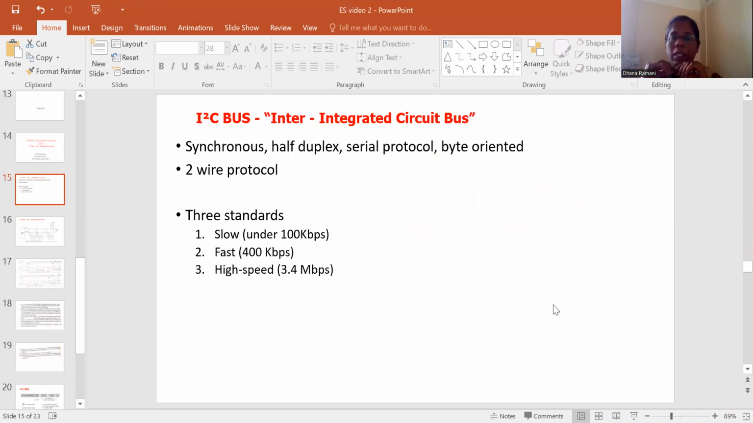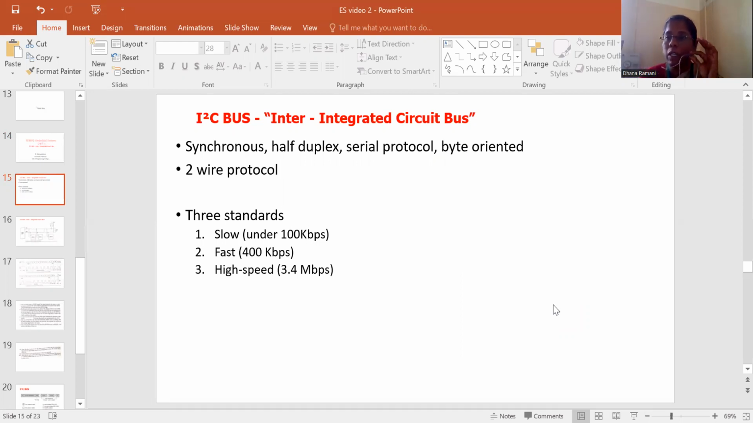The inter-integrated circuit bus is synchronous. These are the features we have for the I2C bus, where it is synchronous. So as we know, it is going to do synchronous communication. Whenever we say synchronous communication, the clock signal always has to be sent along with the data. Whereas in asynchronous communication, there's no need of a clock signal. But when you do synchronous communication, the clock signal should always be sent along with the data, where data and the clock signal have to be synchronized.